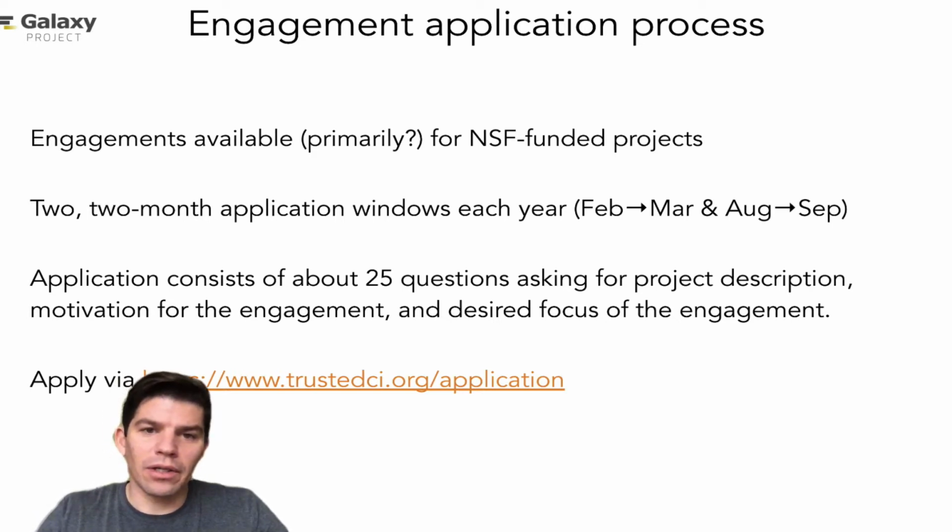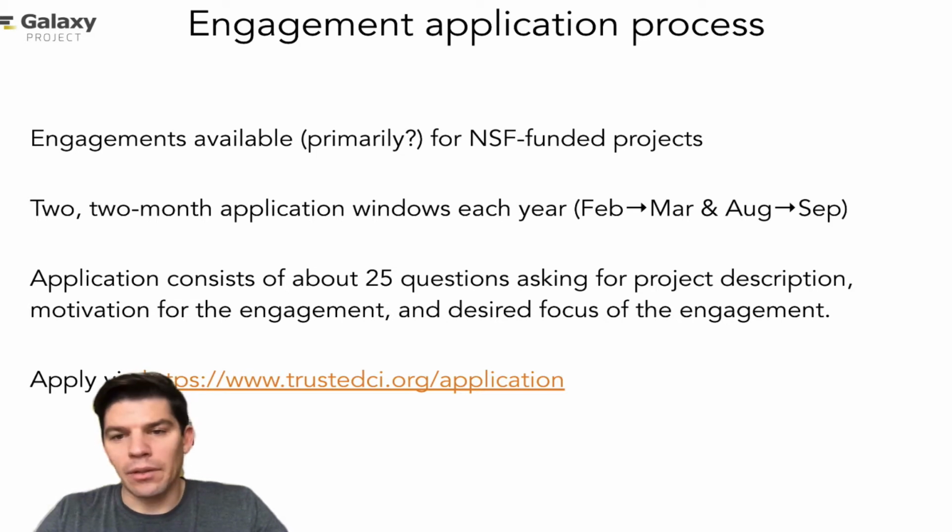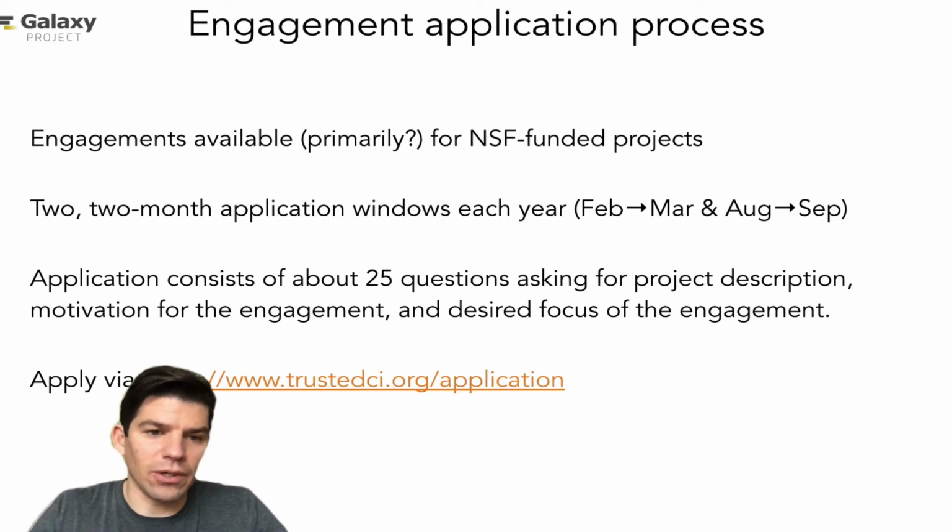The application window happens twice a year. It's a 2-month window during which you can apply for an engagement, if you would like to do a similar process that we've gone through for your own Galaxy installation or your other projects unrelated to Galaxy, if you have them. In the past, these windows have covered February and March and August and September, and then about a month later, at least in our case, you hear about the outcome of the application.